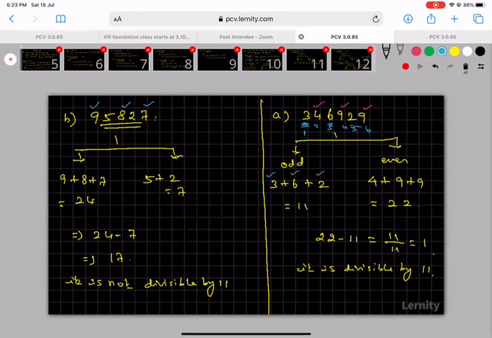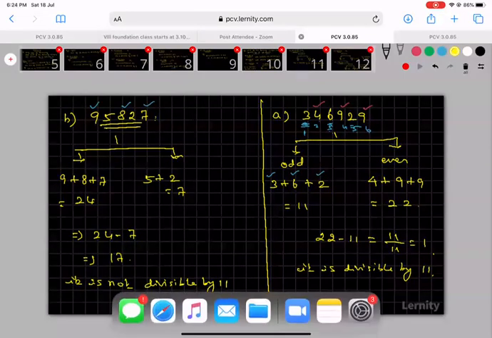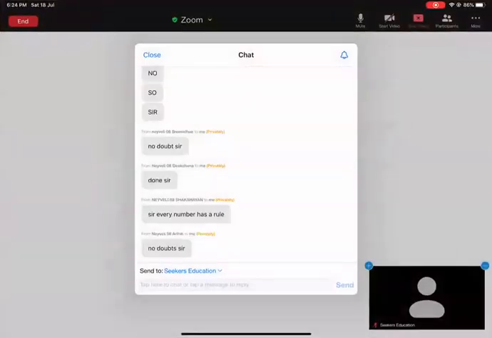And even means, here see 4, 9, 9. Okay, so we are getting 22. So the bigger value minus the smaller value, we are getting 11. It is divisible by 11. Any doubts? Yes, sir.